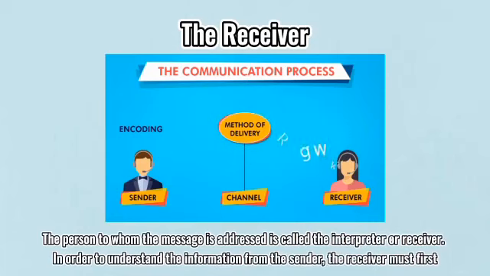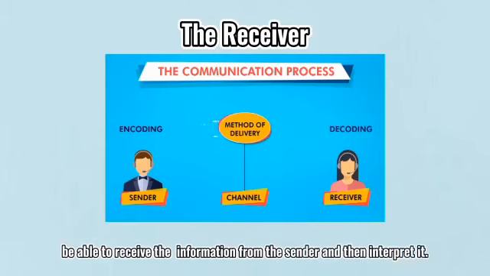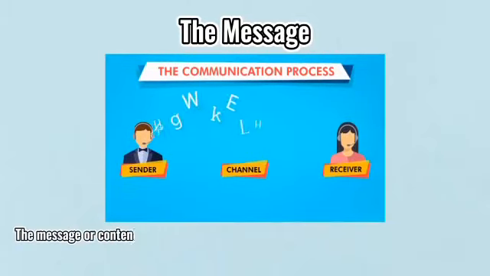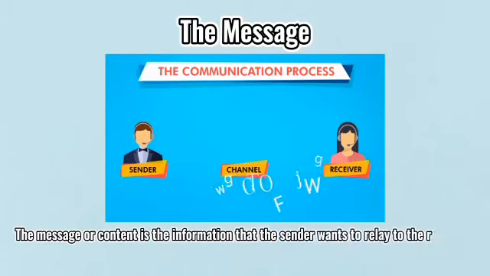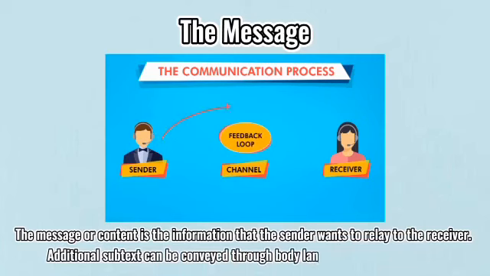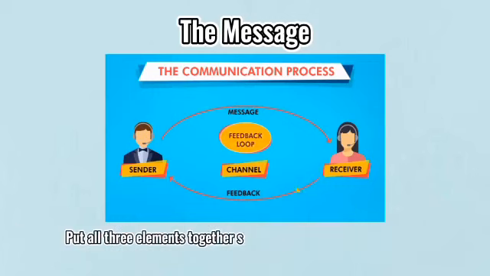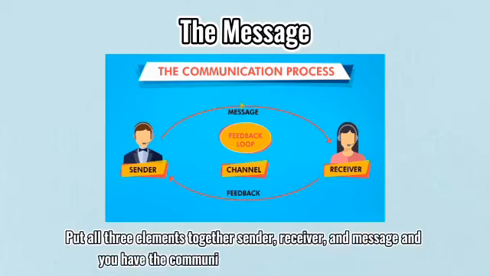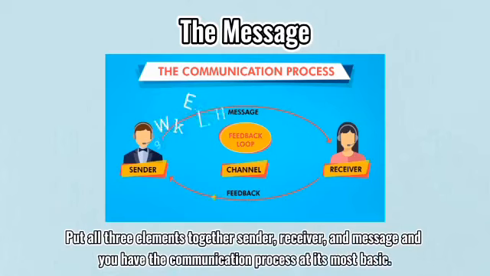In order to understand the information from the sender, the receiver must first be able to receive the information from the sender. The message or content is the information that the sender wants to relay to the receiver. Additional subtext can be conveyed through body language and tone of voice. Put all three elements together, sender, receiver, and message, and you have the communication process at its most basic.